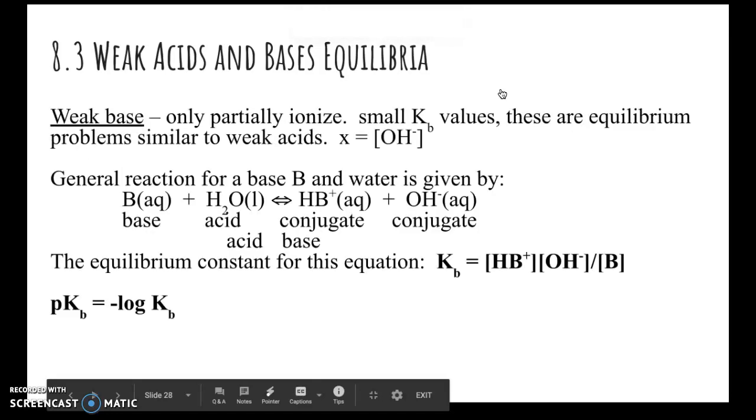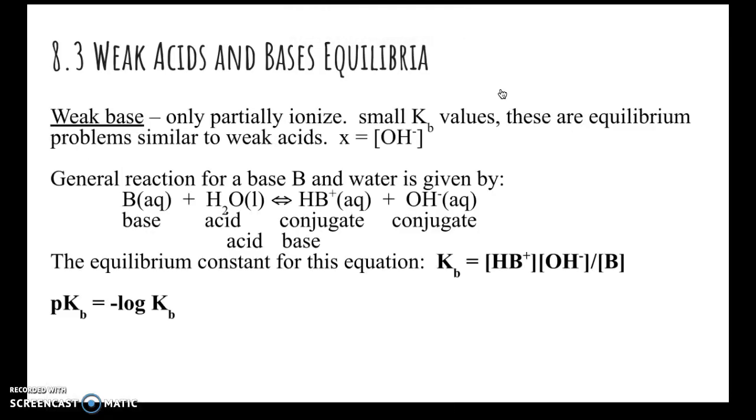Okay, so now we're on to weak bases. Weak bases, it's the same concept as weak acids. They only partially ionize. They tend to have small Kb values, and their equilibrium problems are similar to weak acids. So we're going to have a Kb expression just like the Ka expression. The key difference is right here. X is going to be the hydroxide ion concentration now when you're dealing with weak bases.